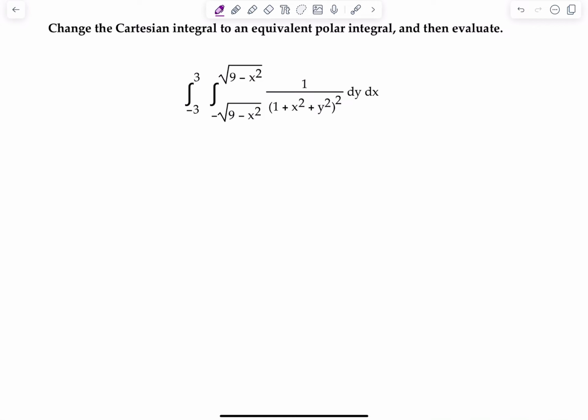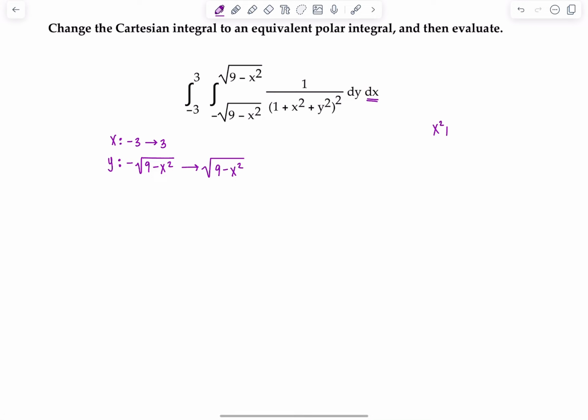So notice, we're integrating with respect to x last. That means the limits -3 to 3 are my limits for x. So x goes from -3 to 3. And then similarly, the limits for y are from negative radical 9 minus x squared all the way to positive radical 9 minus x squared. Hopefully you recognize right off the bat what both of these functions represent the equation of. If not, I'm just going to remind you quickly.